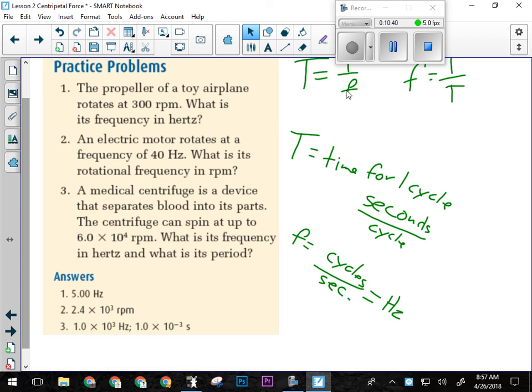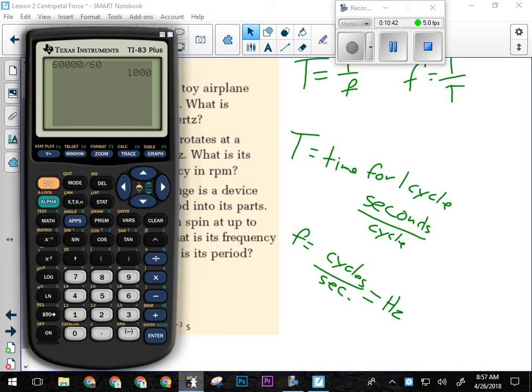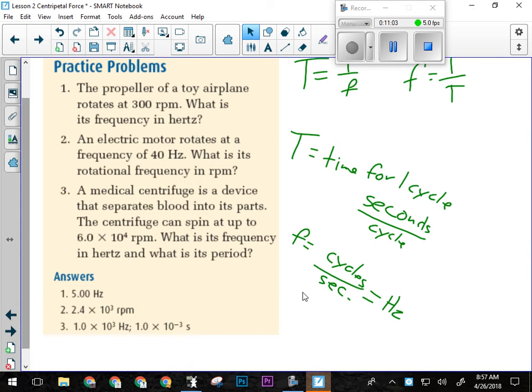So I go 1 divided by 1,000. All right, so 1 revolution of the centrifuge takes 1/1000th of a second. So that thing's spinning pretty darn fast.